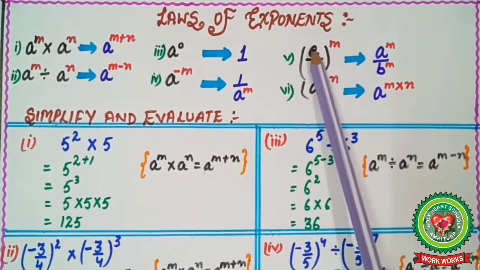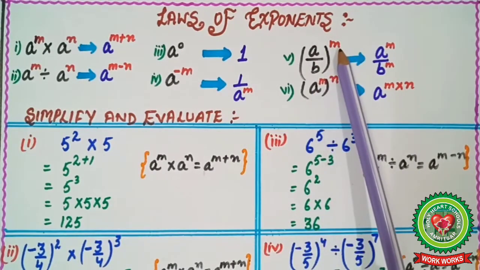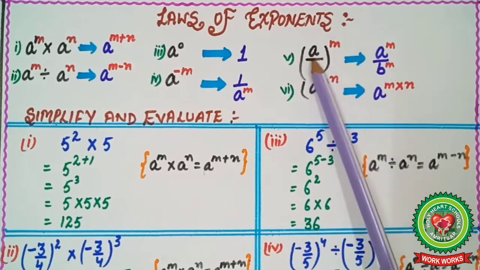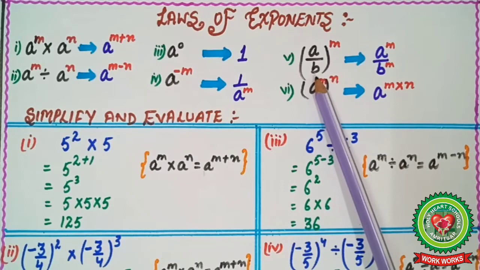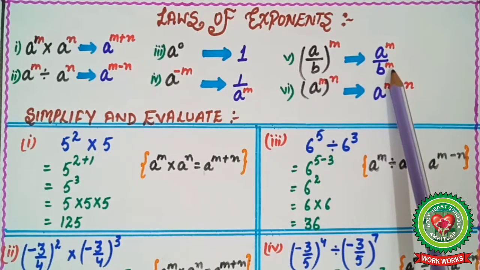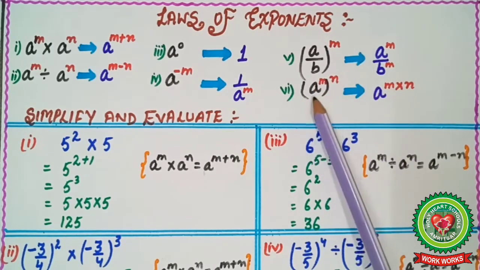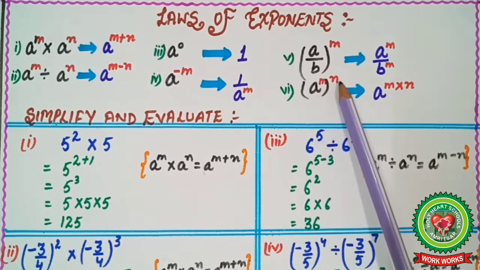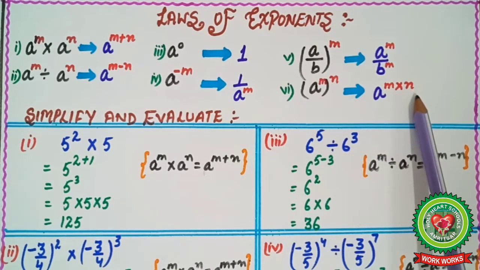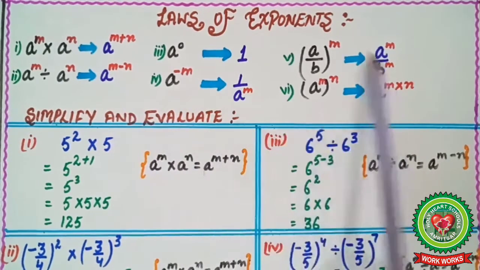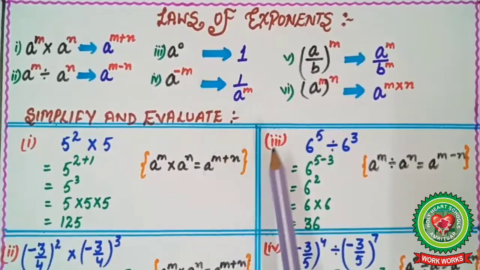Number 5 is (a upon b) raised to power m. It means that the power of a will be m, and similarly the power of b will also be m. Next is (a raised to power m) raised to power n. It means a raised to power m multiplied by n. Clear? So now students, we will look at some applications of all these 6 laws of exponents.